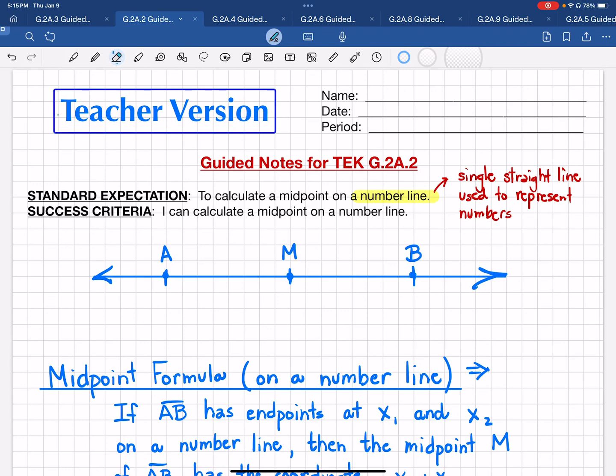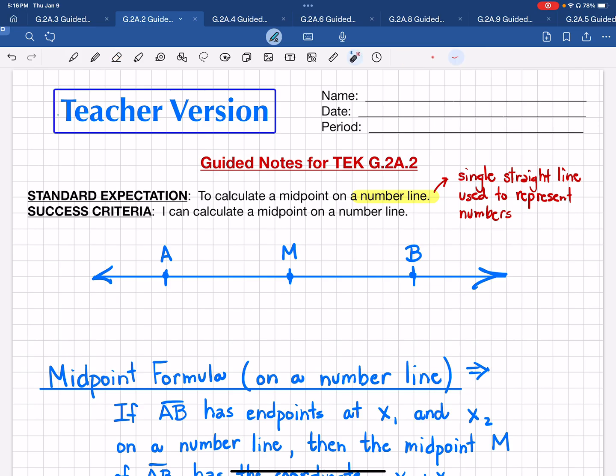Hello everyone and welcome. This video covers TEAK G.2A Skill number 2. Our objective today is to calculate the midpoint from a number line. And so by the end of this video, that's exactly what you should do. You should be able to calculate a midpoint from a number line.